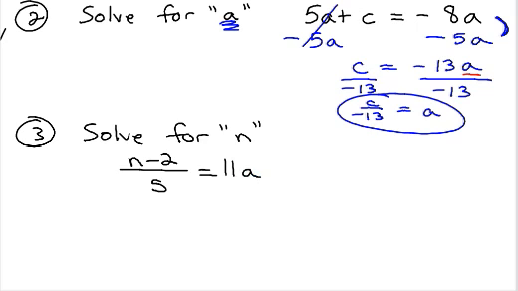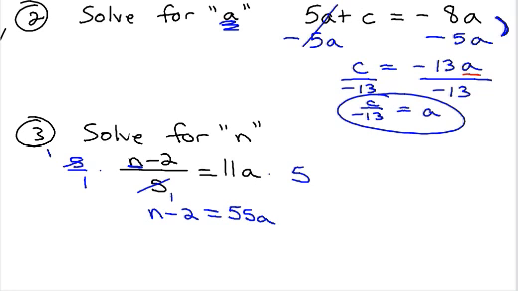So we are solving for the n. Just like always, we would multiply both sides by 5. The 5's factor out, and on the left side, I just have n minus 2. On the right side, we talked about that at the beginning of the class, that's 55a. 11a times 5 is 55a.